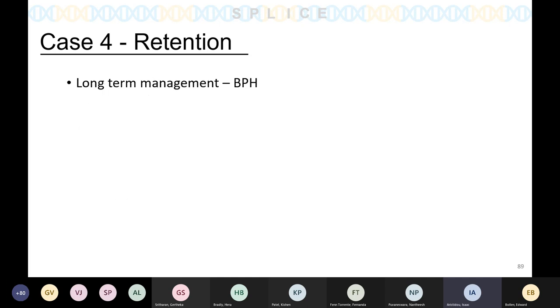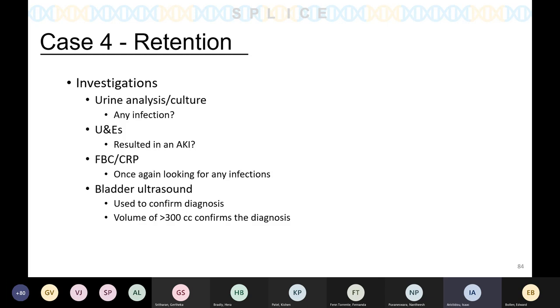So long-term management. So this patient, we've managed acutely. Can we see the investigations quickly? Yeah, sure. So bladder ultrasound ultimately, but you want to look to see if there's any infection that could have caused his retention as well. And using these just to identify whether or not his retention's caused an AKI.